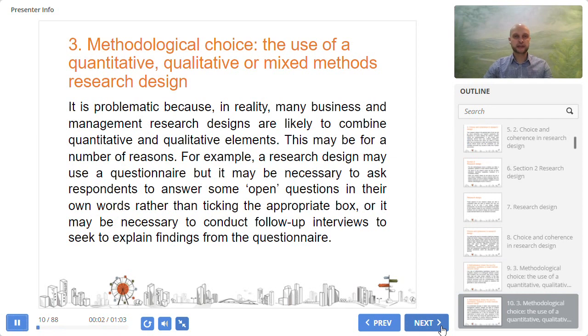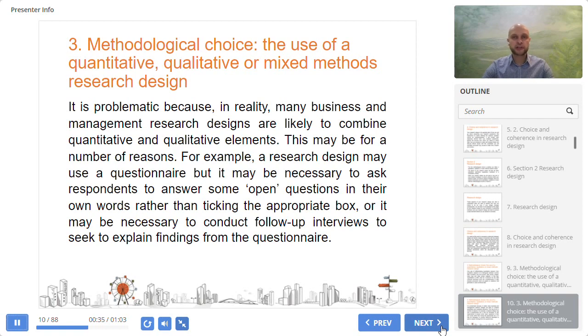It is problematic because in reality, many business and management research designs are likely to combine quantitative and qualitative elements. This may be for a number of reasons. For example, a research design may use a questionnaire, but it may be necessary to ask respondents to answer some open questions in their own words rather than ticking the appropriate box, or it may be necessary to conduct follow-up interviews to seek to explain findings from the questionnaire.